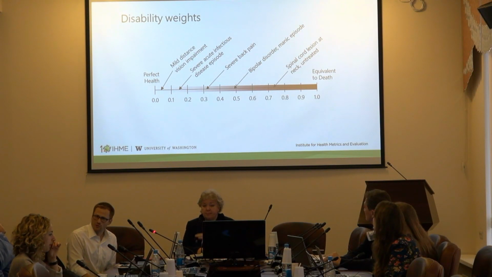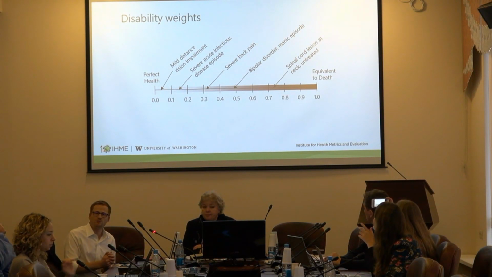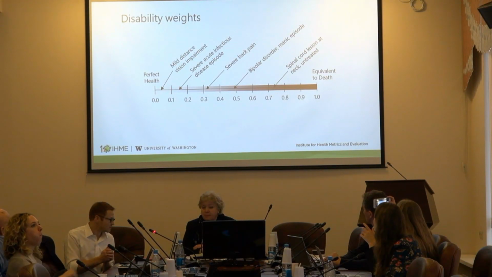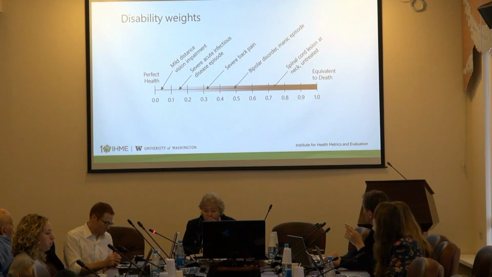So these are the disability weights, and when we calculate a YLD, we simply take the prevalence of the outcome and we multiply it by the disability weight for that outcome. So it's a quite simple calculation. Any questions about disability weights?